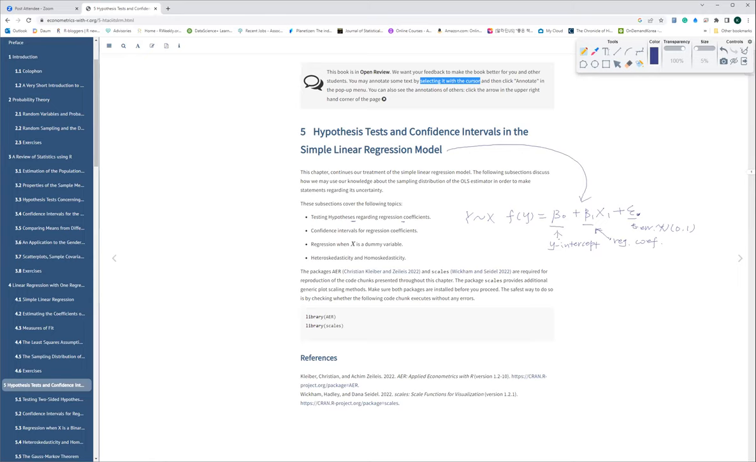But when we talk about testing hypotheses regarding the regression coefficients, we have to test this, based on y and x, like y1 to yi and x1 to xi. We have a relationship where y is a function of x, and from this relationship we can calculate the regression coefficients. But our question now is how significant this is. That's the hypothesis, and that's what we're going to do.